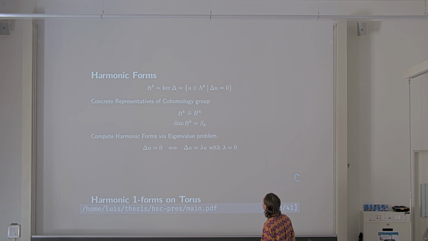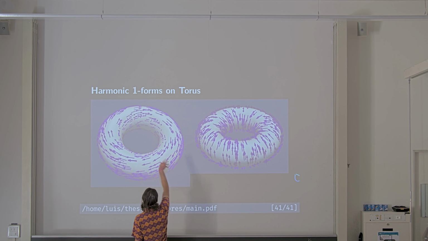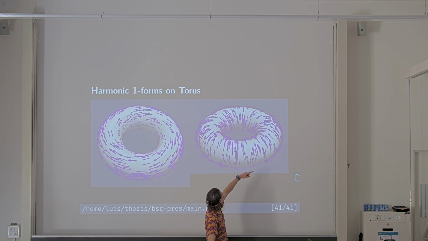And we can compute these harmonic forms by just solving an eigenvalue problem, because harmonic forms are just elements that have 0 Laplacian, so it's an eigenvalue problem where we set the eigenvalue to 0. This is what I computed on the torus. The torus has 2 one-dimensional holes, the obvious one here in the middle, represented by this field, and one going around like this on the torus, and this is the other harmonic form.